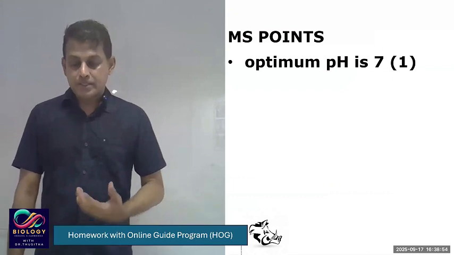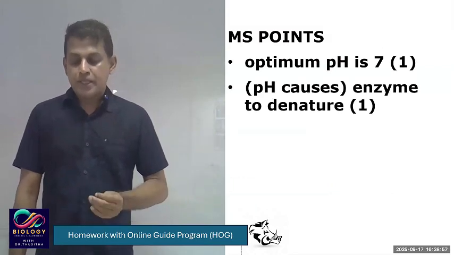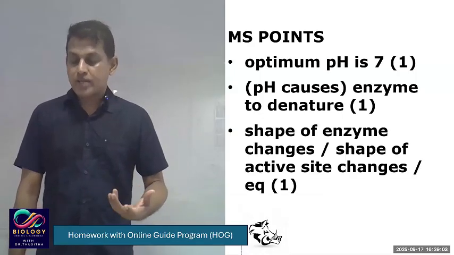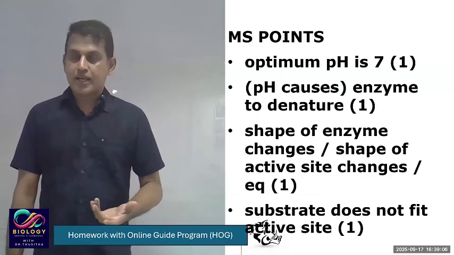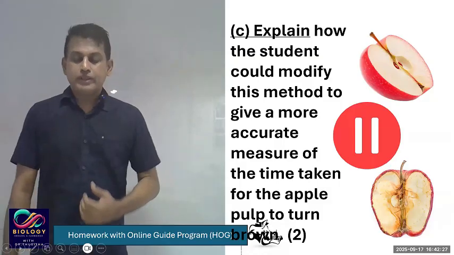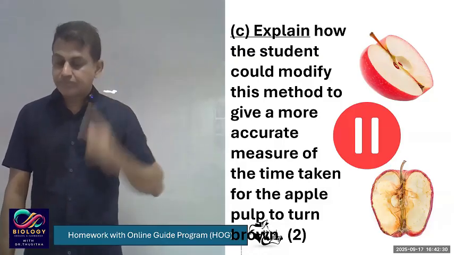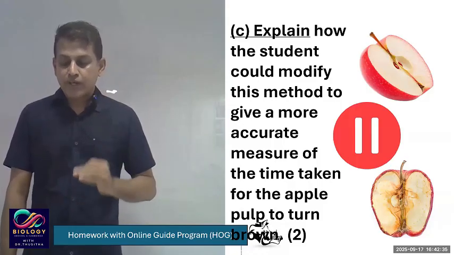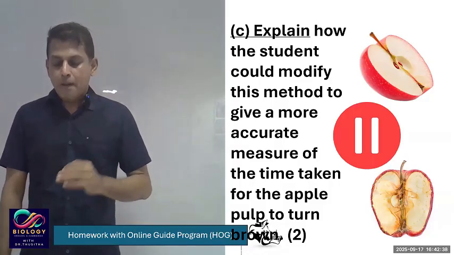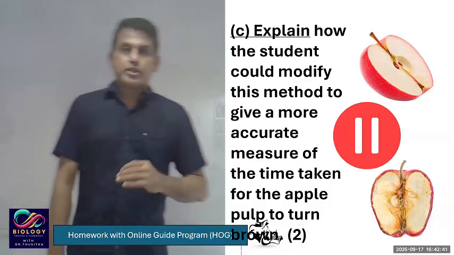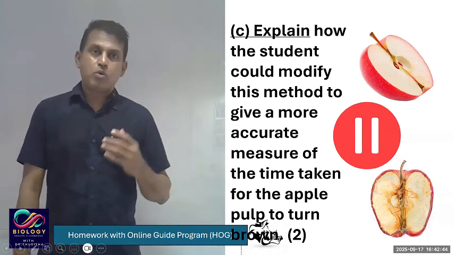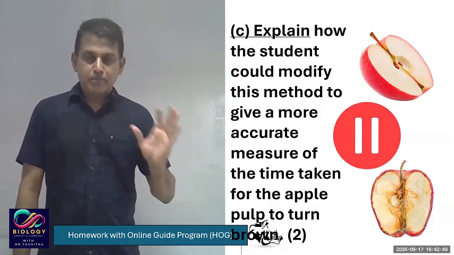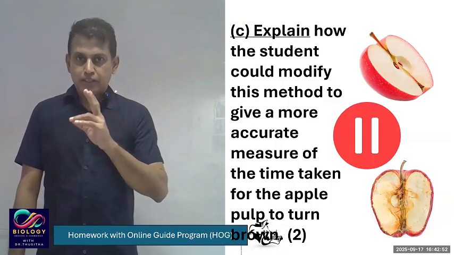Optimum pH is 7. Second one, pH causes enzyme to denature, shape of enzyme or active site changes, substrate does not fit into the active site. Now we look at the next part of the question, C part. Explain how the student could modify this method to give a more accurate measure of time taken for the apple pulp to turn brown. So now we want to propose a method that we can measure accurately the time taken to change the color into brown.